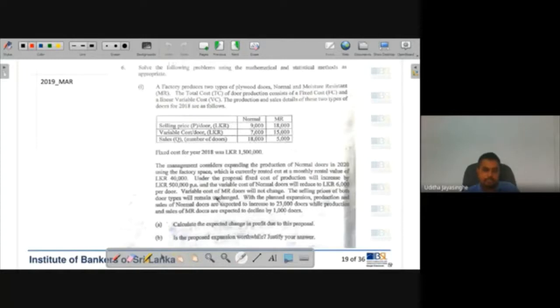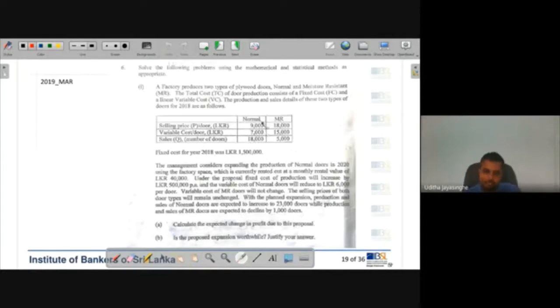Okay, we know that. Linear. So we have nothing to worry here. We don't have to write the assumption. The examiner has given it's a linear variable cost. So at whatever the number of units of production, we can take the variable cost per unit to be a constant. Nothing to worry. The production and sales details of the 2 types of doors in 2018 are as follows. Okay, so we have the normal doors and then we have the moisture resistance, or the MR doors.